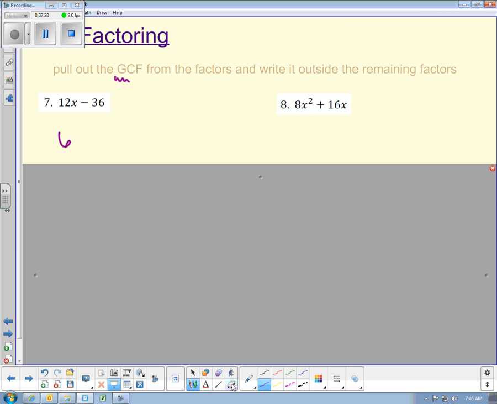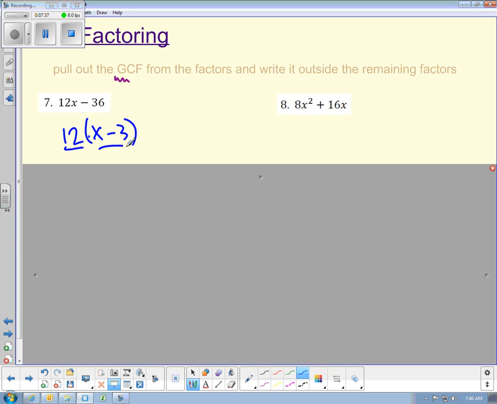Actually, no. I'm even lying. 6 is another factor. That's not the greatest one. The greatest one is actually 12. I can take out a 12 from both of those. And essentially what that means is you're dividing by 12. That leaves me with x minus 3 behind it. So that's its factored form. 12 is one factor. X minus 3 altogether is another factor.